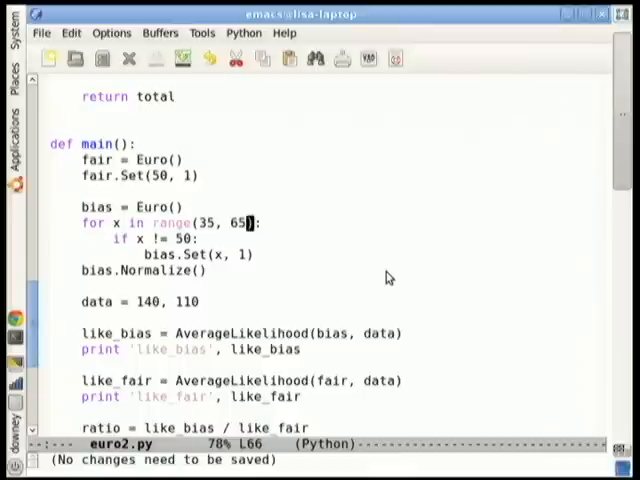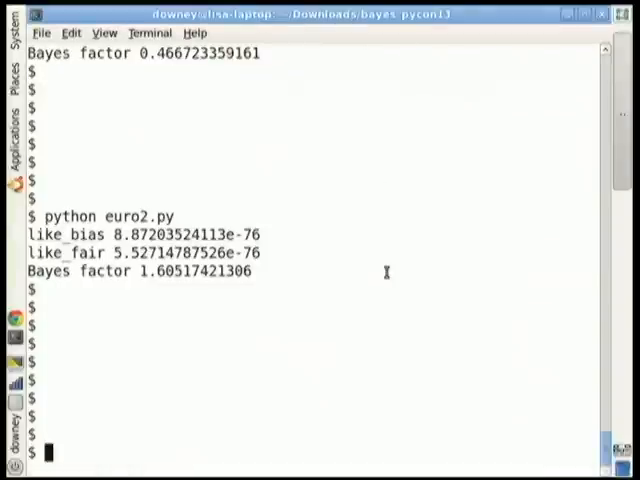Okay, I'll show you my example and then I'll ask you for some of what you guys tried out. So the simplest thing to do is just to modify the range here. I did one from 35 to 65, and that's based partly on what we said a minute ago about what we think coins are likely to do. It's probably wider than you might want, but it's not crazy. So let's try that out. And with those numbers, I get this likelihood for biased, this likelihood for fair, and the Bayes factor of 1.6.